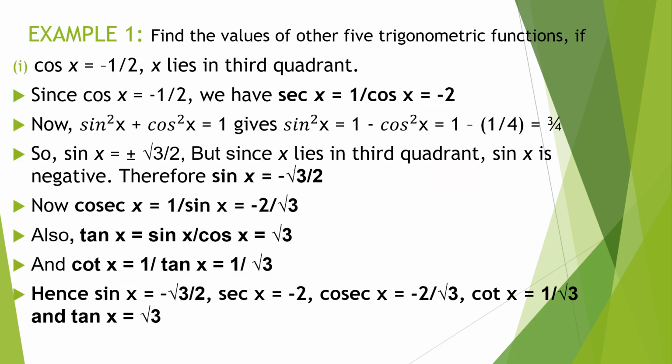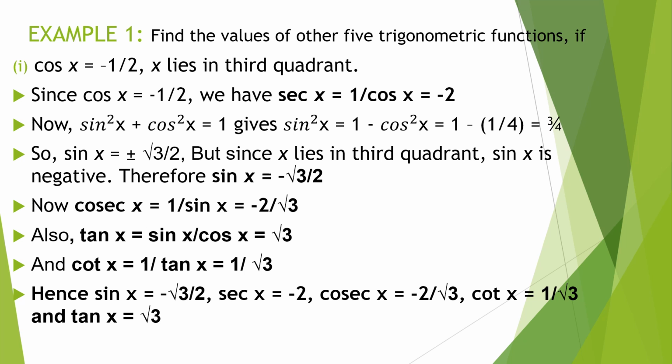Let us see some examples based on what we have done. Example 1. Find the values of other 5 trigonometric functions if in the first case it is given that cos x is minus half and x lies in the third quadrant. This is given to us. Now since cos x is minus half, sec x is 1 upon cos x, which will be minus 2.